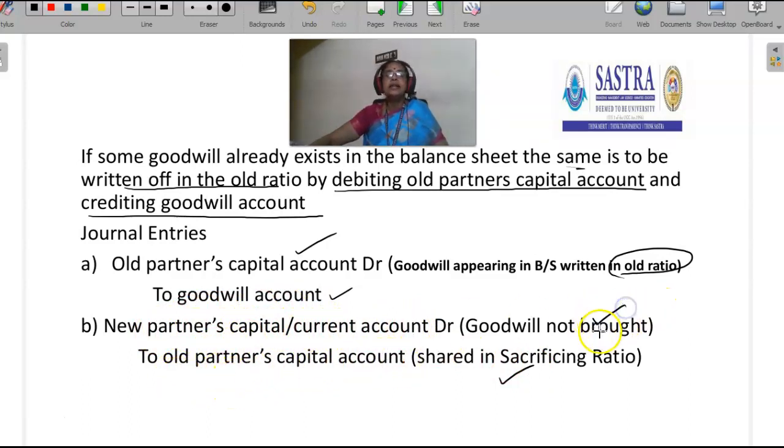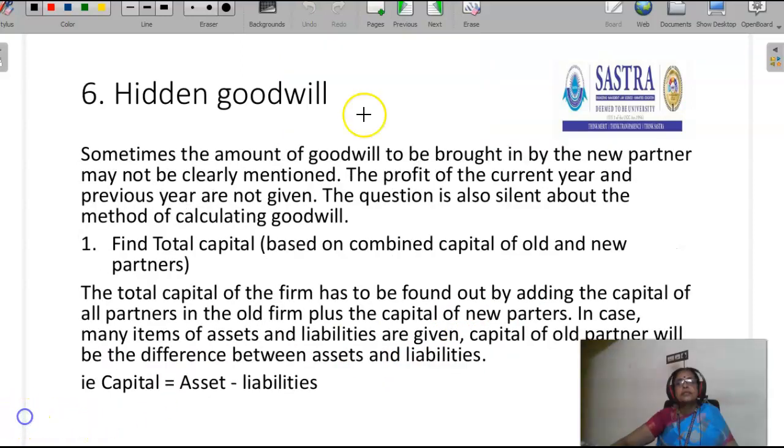So this entry is for the goodwill amount which is not brought by the new partner, and the amount which is not brought by the new partner should be credited to old partner's capital account in sacrificing ratio. Hidden goodwill. Sometimes the goodwill amount is not directly given.